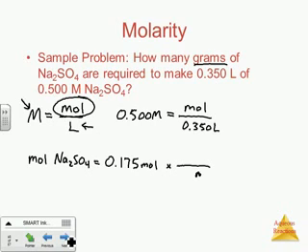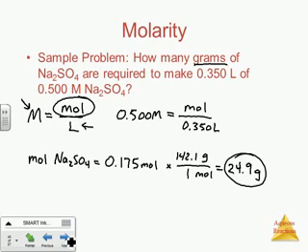Then we have to convert that back to grams. In 1 mole of Na2SO4, I just figured this out. I should just go back and look at it, but I'll recalculate it real quick. 142.1. Okay, and then we multiply that by 0.175. It's going to give us 24.9 grams. So that's how many grams of the Na2SO4 that we need in order to make a 0.5 molar solution, 350 milliliters of it, or 0.350 liters.